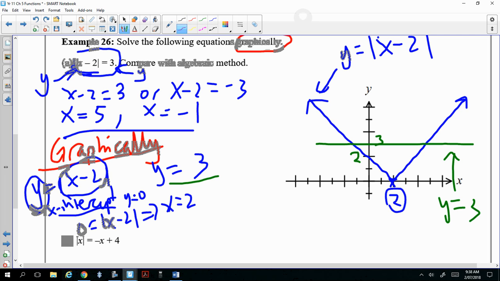And then once you do that, where the two graphs cross is the solution. So you cross at -1, cross at 5. That's how we solve graphically. Graphically is to find where they cross on the graph. So go here, go there. Okay.